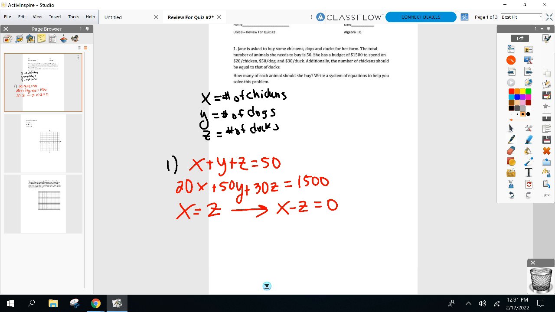Now, this one's a little bit unique, though. Didn't we already eliminate a variable in one of the equations? Yep, y. Everyone see this one right here? x minus z equals 0. y's gone already. Perfect. So let's pick the other 2 now and eliminate y. x plus y plus z equals 50. 20x plus 50y plus 30z equals 1,500.